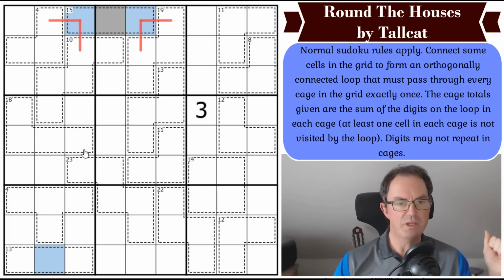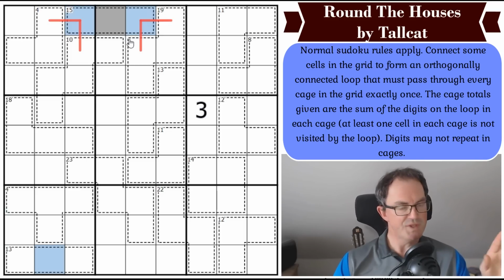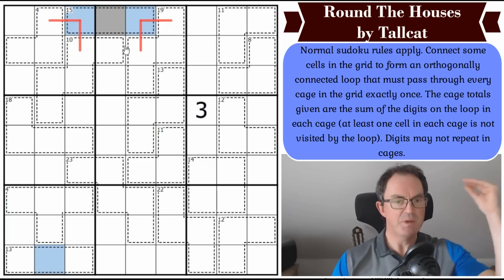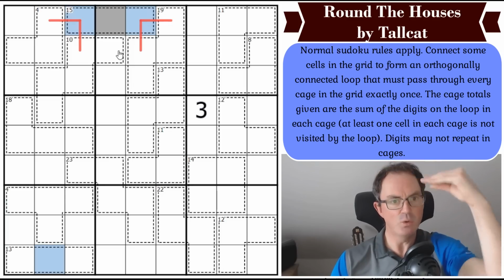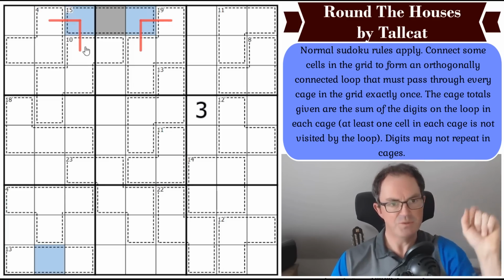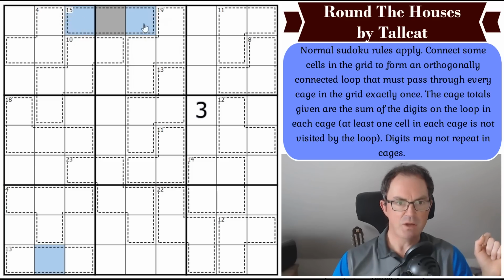How many times has the loop entered this 15 cage now? It depends, obviously, but you can see that the boundary of this cage is cut 4 times. But the rules are telling us that the boundary of each cage must only be cut twice. There must be an entry into a cage for the loop, and there must be an exit from the cage for the loop, and that's all. So this doesn't work.